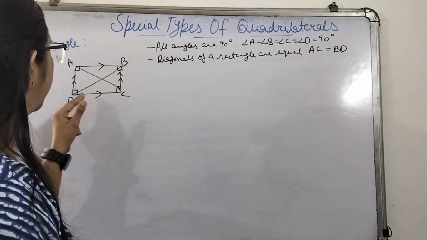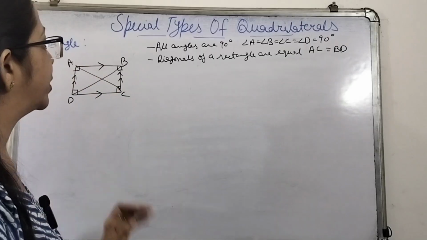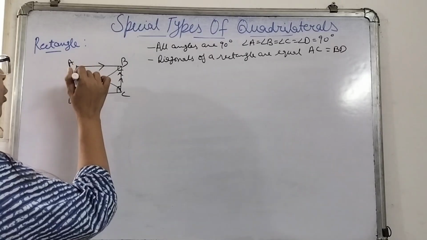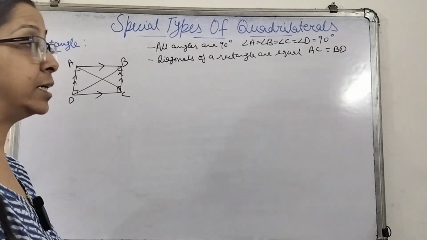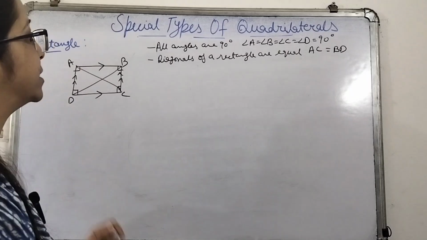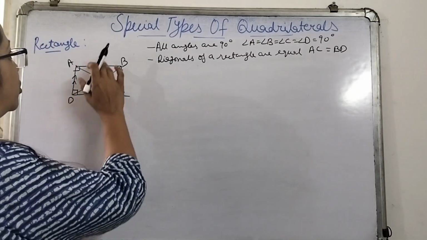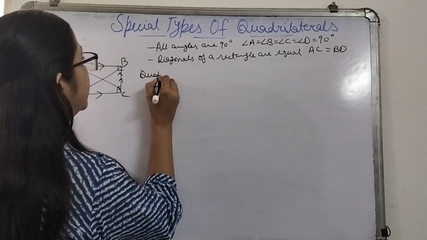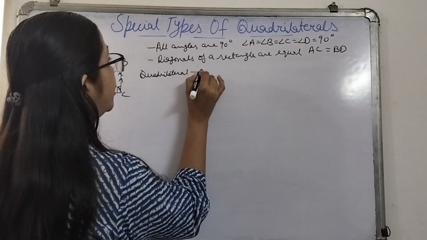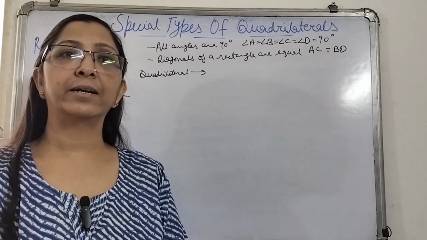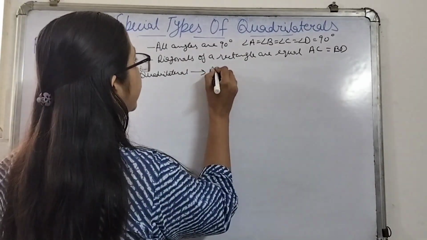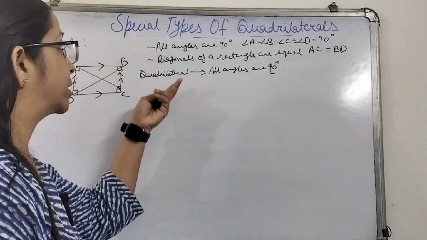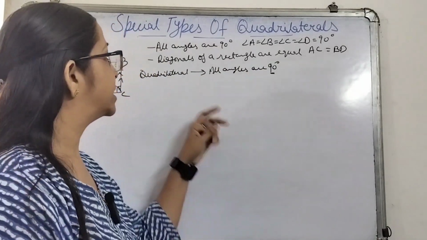See, if all four angles A, B, C, D are 90 degrees, then we can see over here that 90 and 90, the sum of interior angles on the same side of the transversal, is 180 degrees. That's the reason opposite sides will be parallel, and we can conclude that it will be a parallelogram. So if a quadrilateral is given and we need to prove that it is a rectangle, what we need to prove is that all angles are 90 degrees.